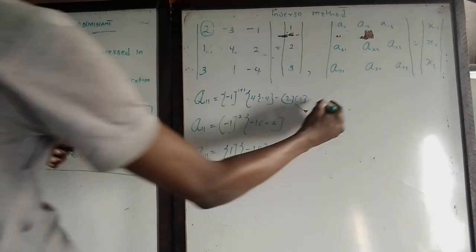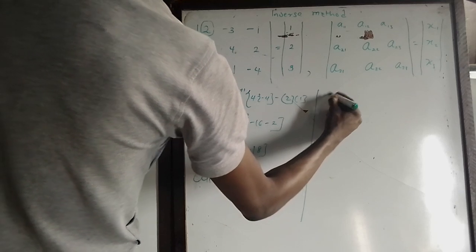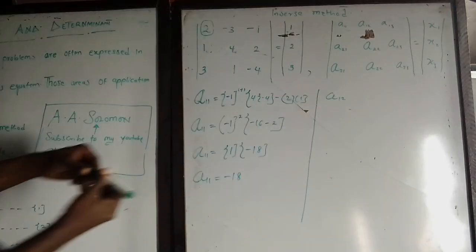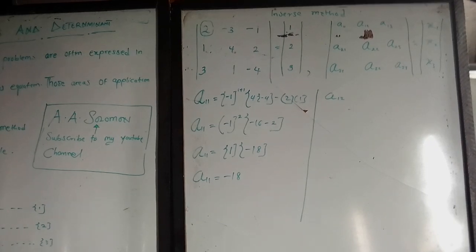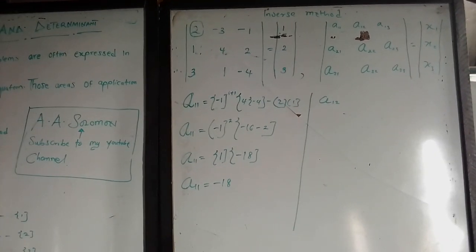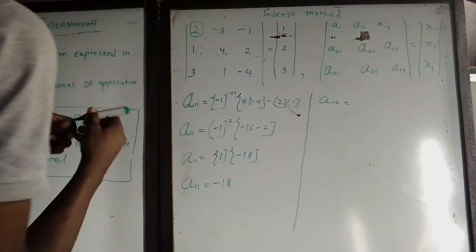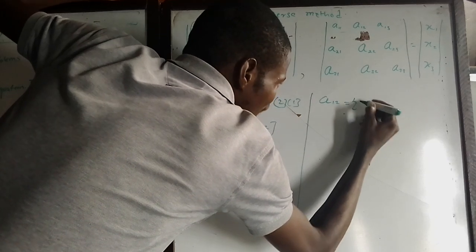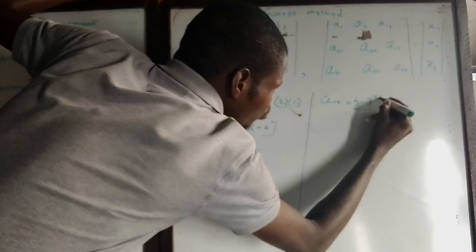So let's move to A12. Let's move to A12. So we have A12 equals, always take note, minus 1 is what? Constant. Then you repeat what you have here. You have 1 plus 2. Have it? Open bracket.